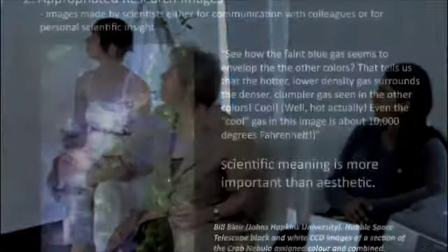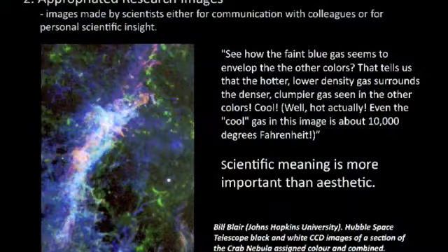So you make an image for your journal paper, and along comes a journalist, and they take it and they put it out. But this image was really meant for communication with yourself, with your colleagues, and for your own personal insight. And indeed, these images need a legend. Okay, so here's Bill's legend. See how the faint blue gas seems to envelop the other colors? That tells us that the hotter, lower density gas surrounds a denser, clumpier gas, and the other colors cool, while really actually hot, etc., etc., etc. You cannot understand this image unless you have a legend.